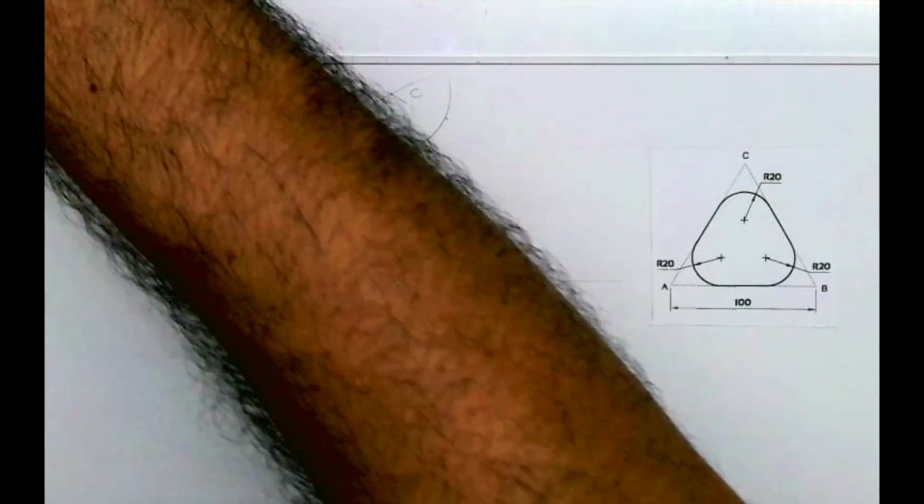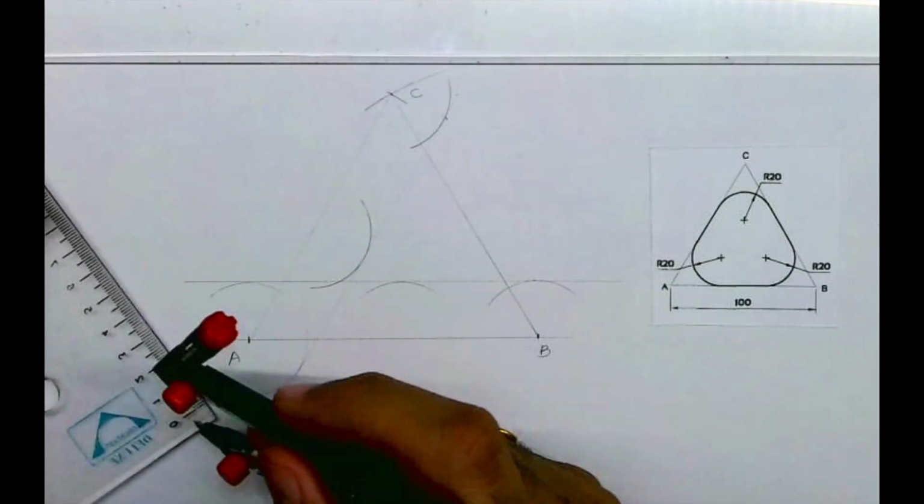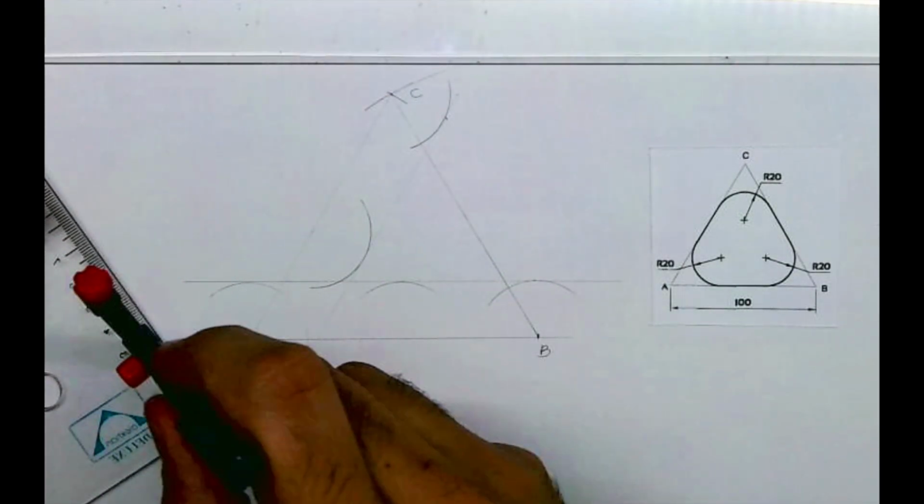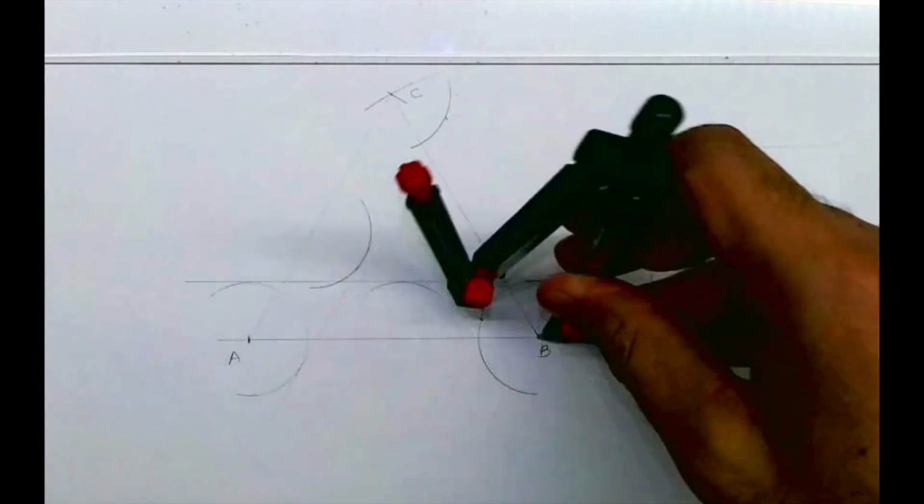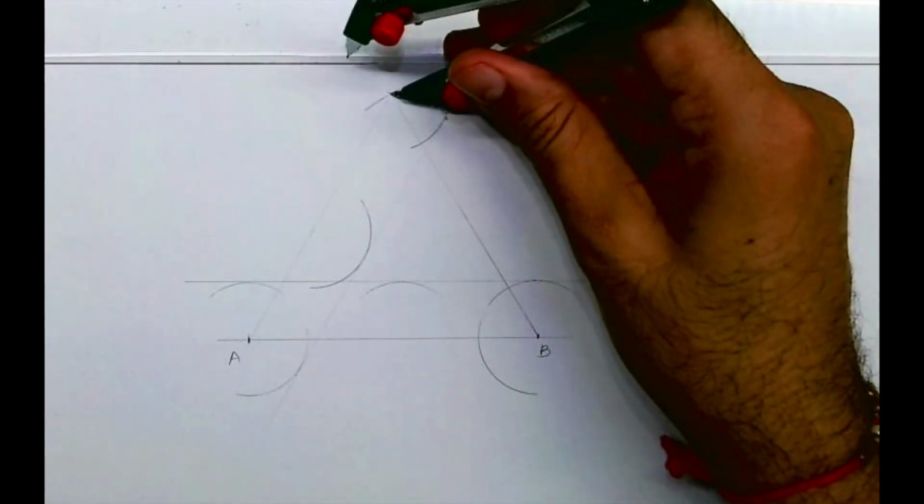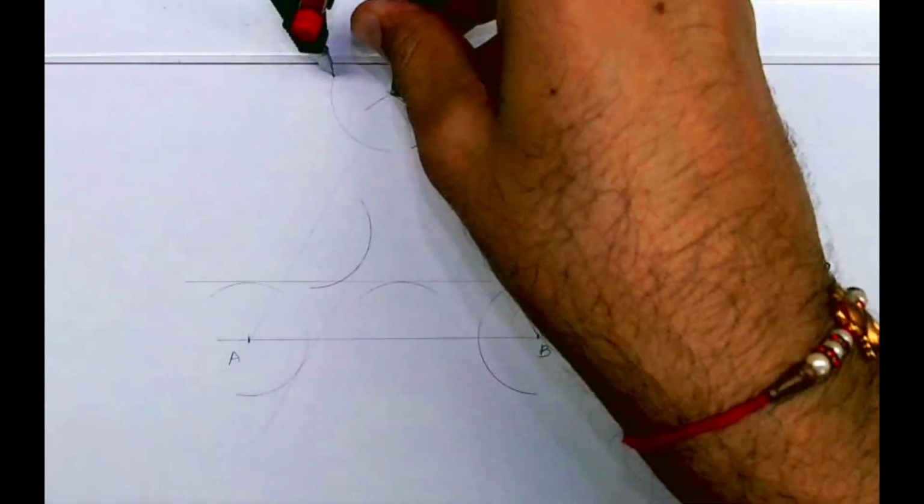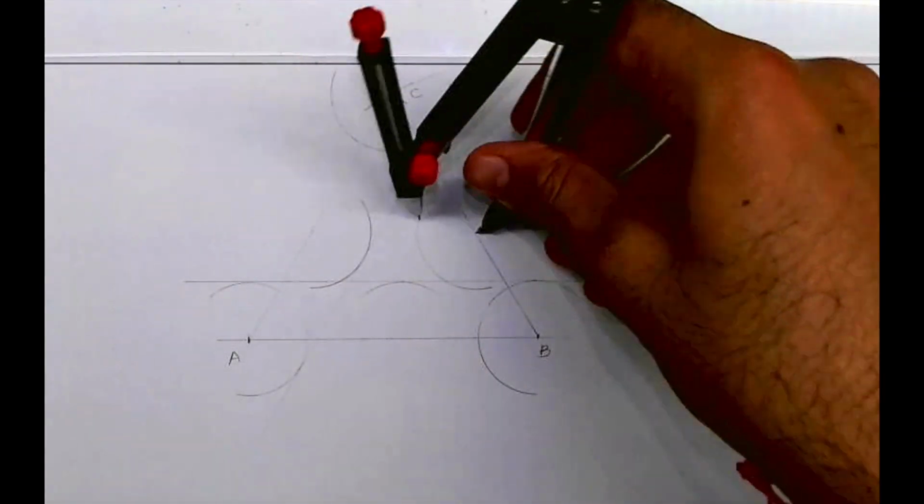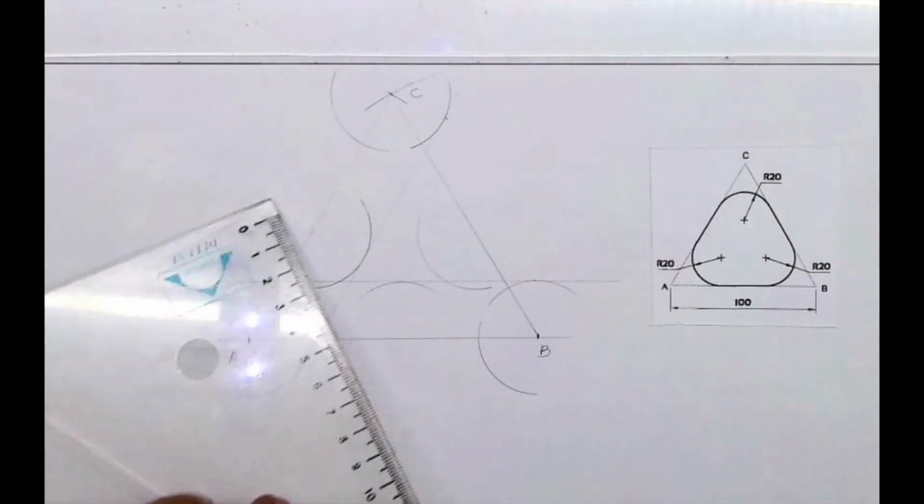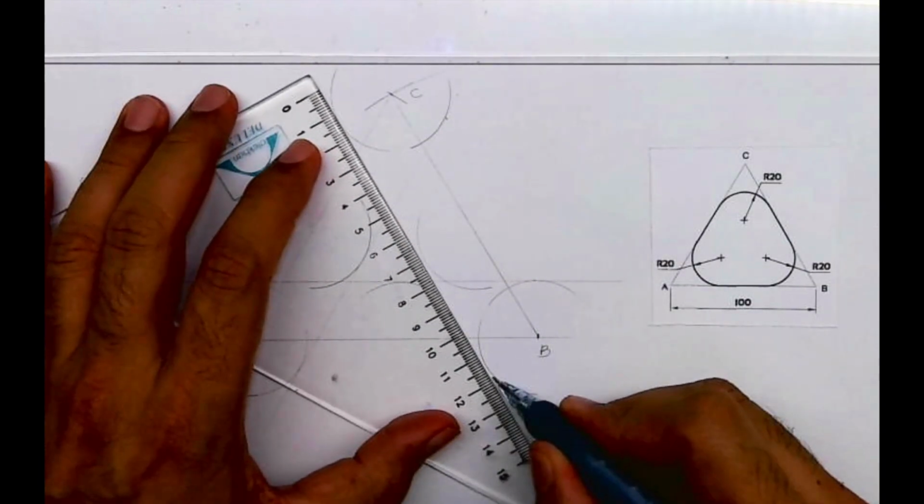Now see, there is one more line, BC. We have to draw parallel to that also because we need a curve at the top as well as at the bottom sides. So I'll draw from B. I'll draw from C. Now make sure whenever you draw, it should look like an arc. It should not be a very tiny arc. It should be a proper arc.